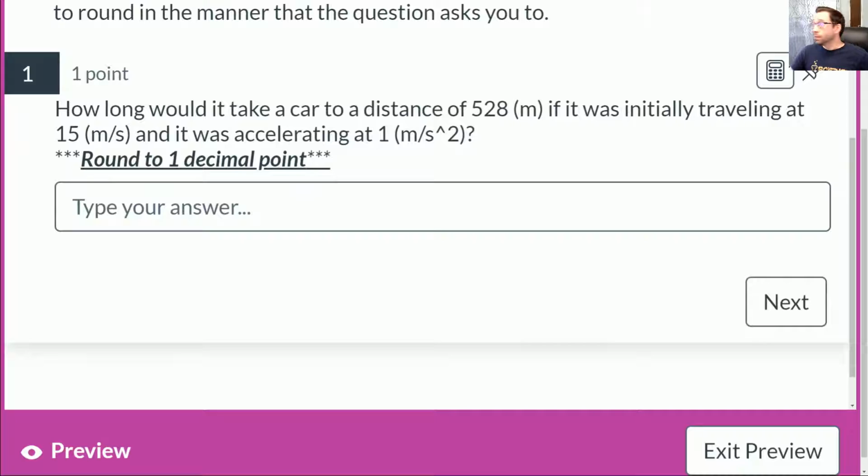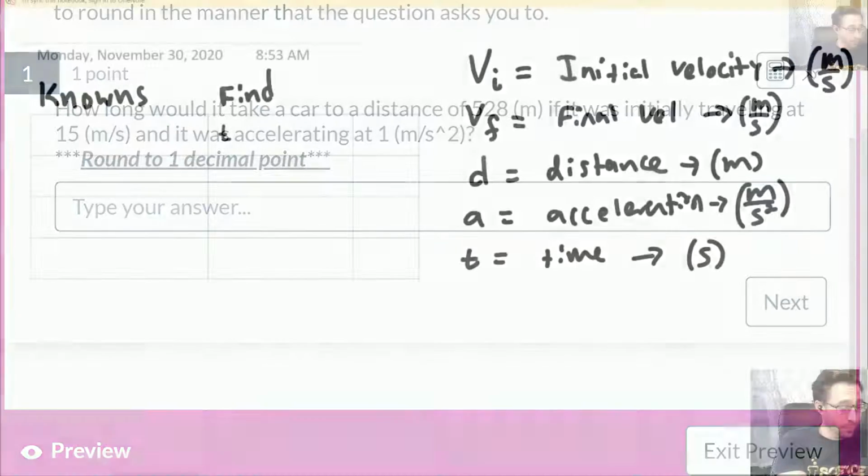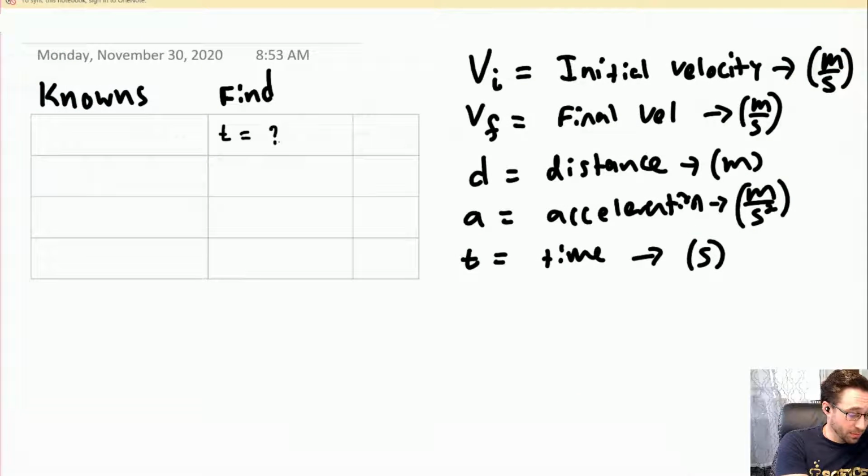348 seconds, Stuart? So, what is it asking us to find? Anybody other than Stuart? It was asking how long would it take for the car to travel a distance? Yeah. So, it is going to be time. So, t equals, and that's going to be in seconds. Cool.